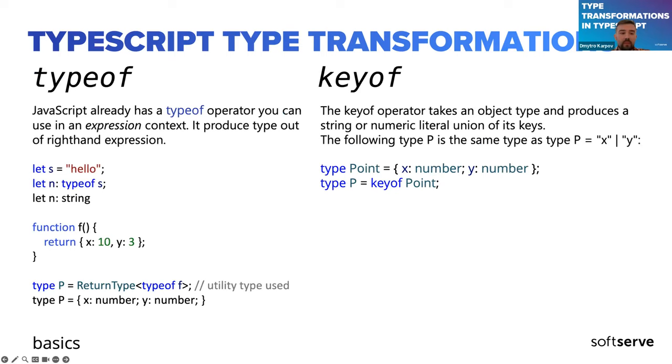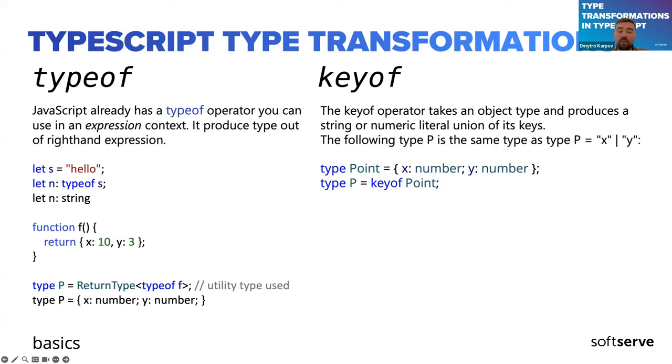So, the typeof operator. Basically there are two cornerstones of types and type transformation, and everything, I believe, is based on these two keywords: typeof and keyof. So the TypeScript system provides these essential features or operators. These operators allow us to extract and manipulate types.